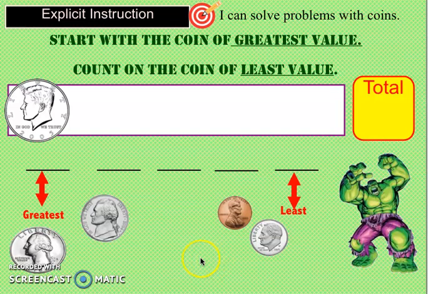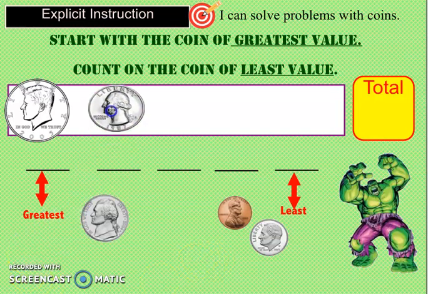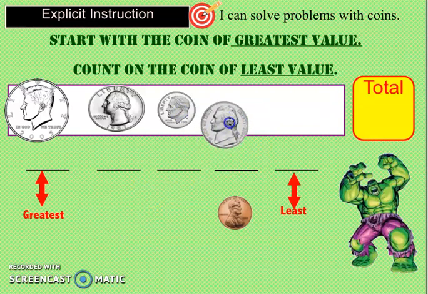Then we have here our quarter. Our quarter would be our next one, followed by, which one of these coins would be the next one? If you guessed it, it would be a dime. And even though the dime is one of the smaller of the coins, it's still worth more than the next one, which would be our nickel, followed by our penny.